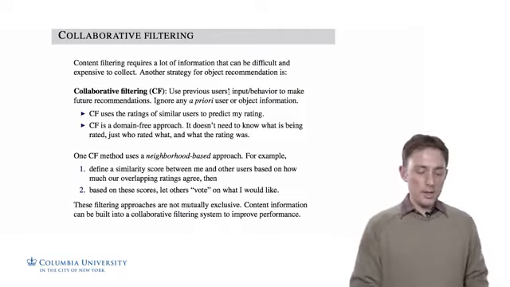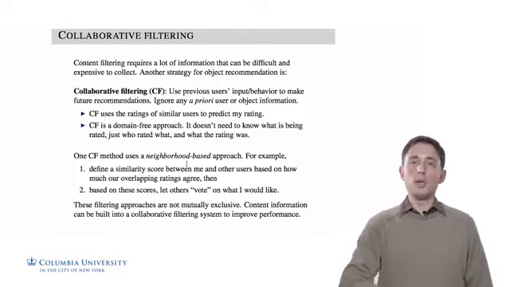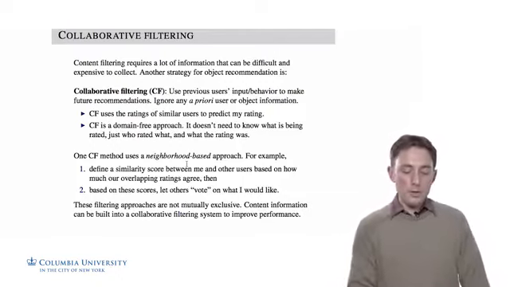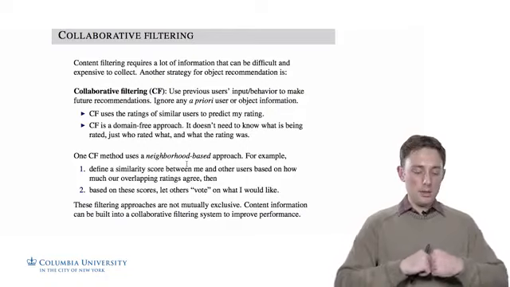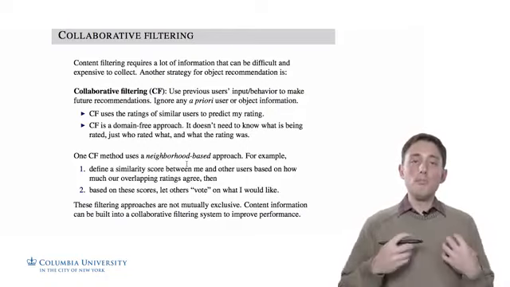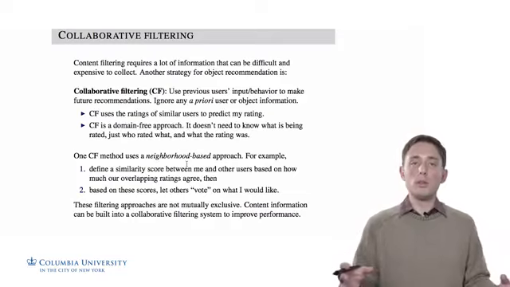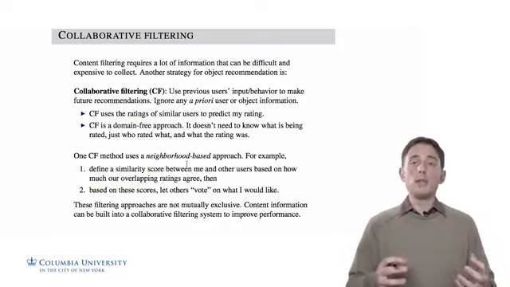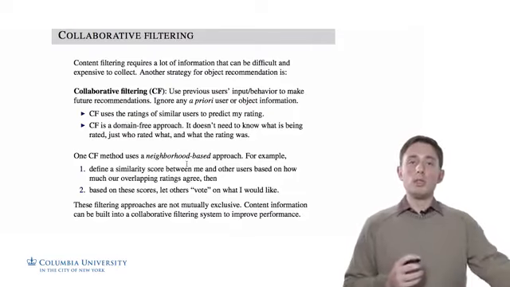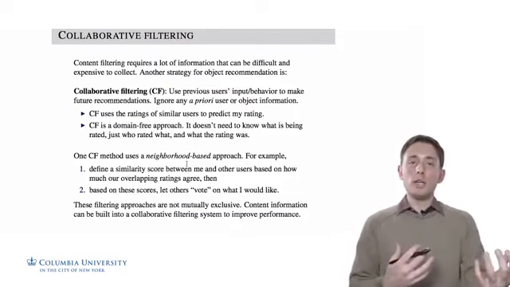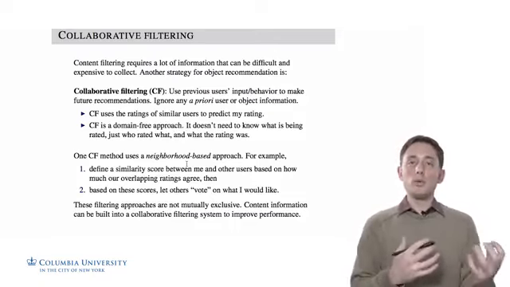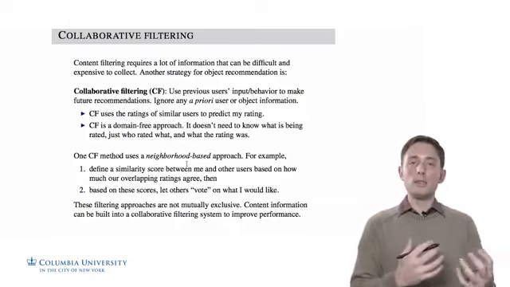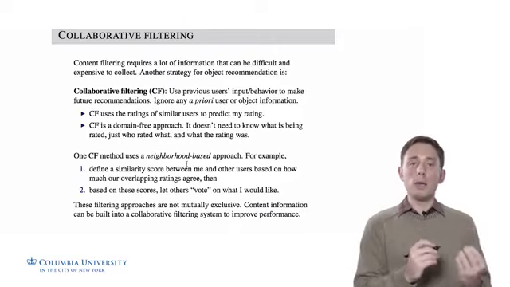So one example of this is a neighborhood-based approach, and this is a good intuitive explanation for the difference between collaborative and content filtering. What we could do with a neighborhood-based approach is try to define a similarity score between me as a user and every other user in my database. A way to do that would be for me and another person to ask how many objects, so let's talk about movies to make it concrete, how many movies have we both rated? So what's the overlap of our ratings in terms of the movies that we both have watched and rated?